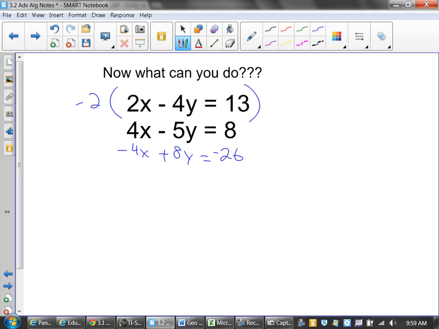Because what I'm doing here is I have now created same coefficient with opposite signs with the 4s. Because the next thing I do is I add them together. -4 plus 4 is 0. -5 and 8 is 3. 8 and -26 is -18. All right. What's y? -6.